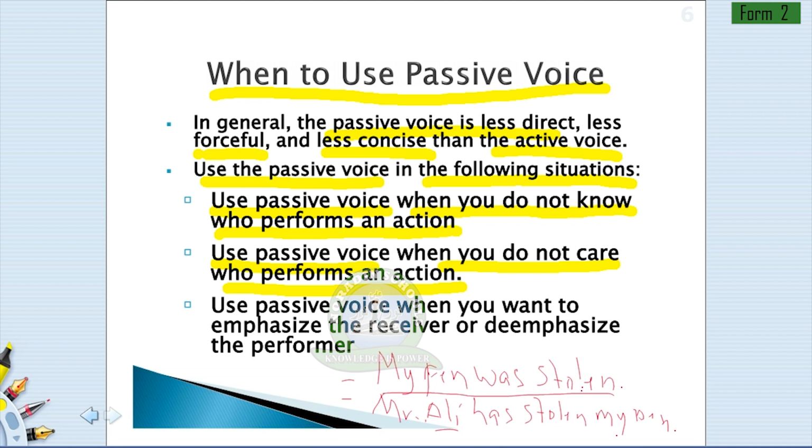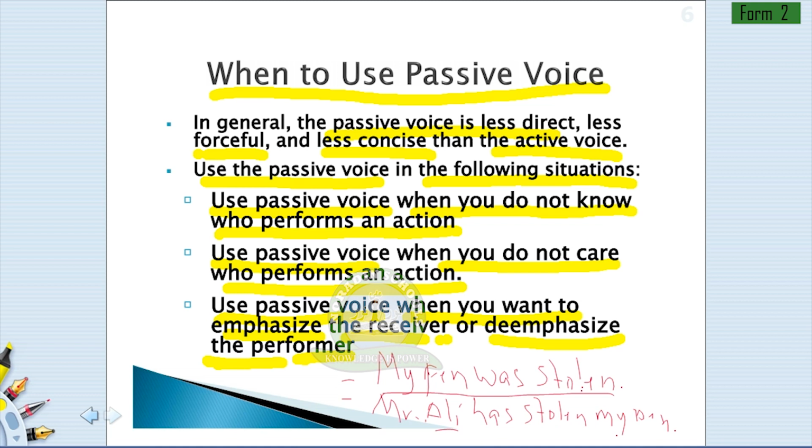And finally, you can use passive voice when you want to emphasize the receiver or de-emphasize the performer. In here we are shifting from subject to object. We don't need to emphasize the subject, but instead we are going to emphasize the object.